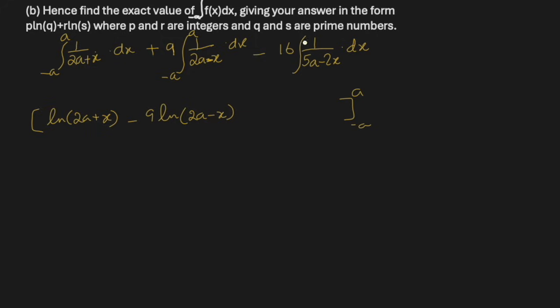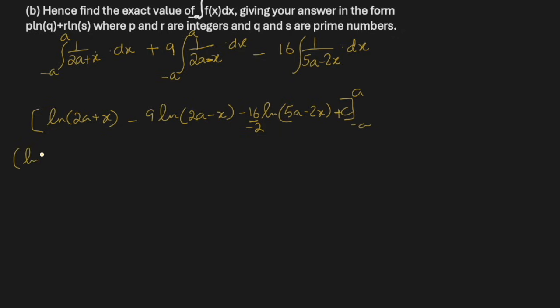Then this one will be minus 16 natural log of 5a minus 2x divided by differentiation of this, because all they are constants, right? A, so their differentiation will be 0, only minus 2. So divide by minus 2. Okay, the differentiation of this, and plus c. And just we have to substitute a and minus a, and we should get our answer.